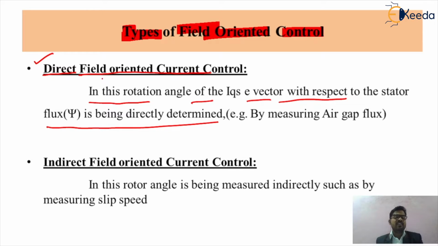So this system is called direct field oriented current control. Simply, in direct field oriented control we are getting the value of the flux directly. You can get the value of the flux directly by measuring your air gap flux. So this will be the first type of your field oriented control.